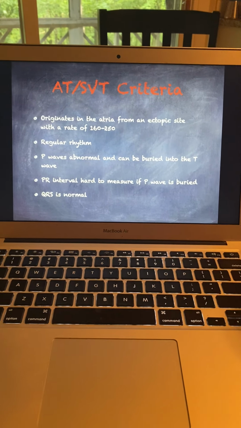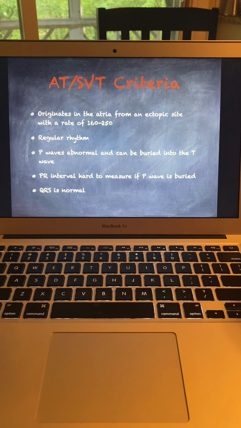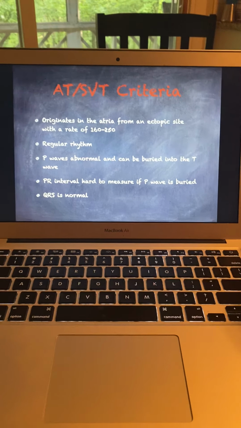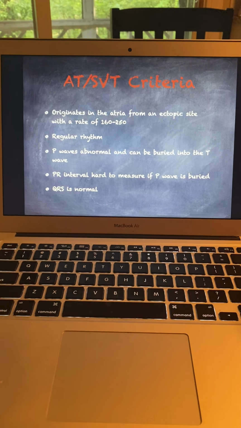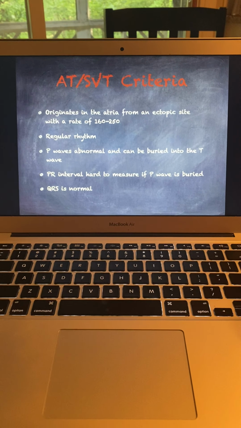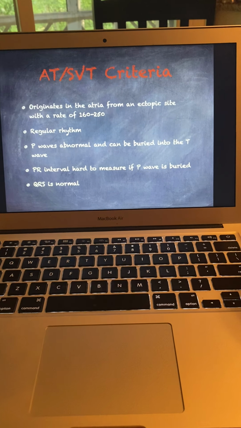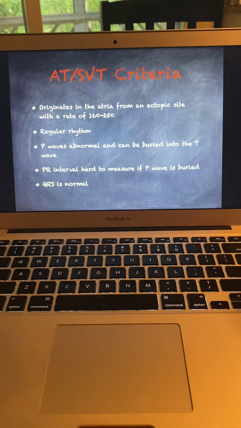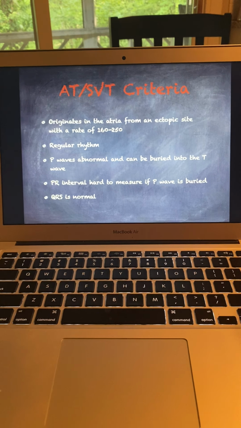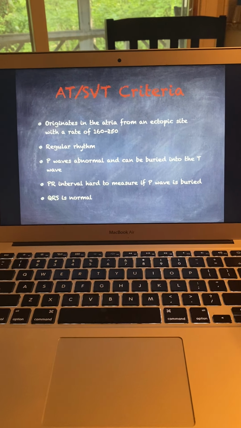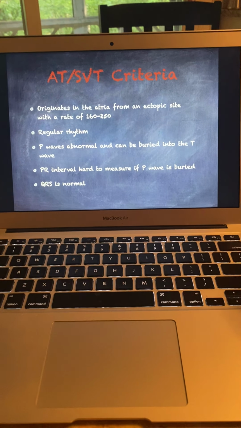So for atrial tach and SVT criteria, like I said, it originates in the atria from an ectopic site with a rate of 160 to 250 beats per minute. This rhythm is regular. Your P waves are abnormal, and they can even be buried into the T wave. In the next slide, I'm going to show you a small strip that I have of SVT, and you can see that there's no differentiation between your P wave and your T wave. They're combined, and you can't differentiate between the two.